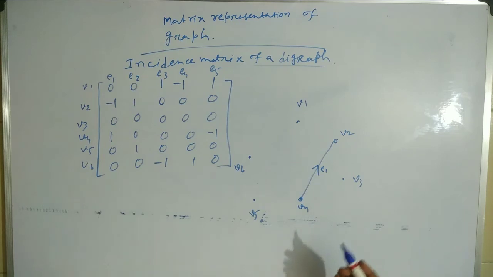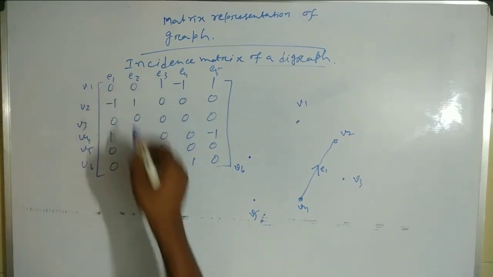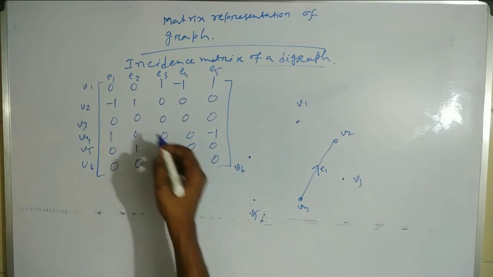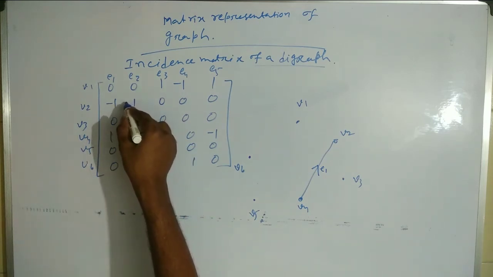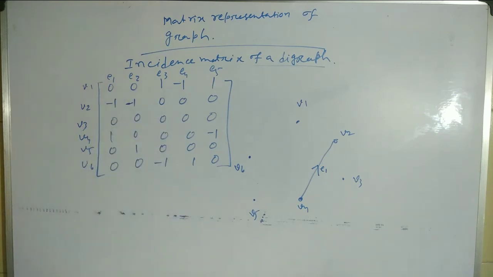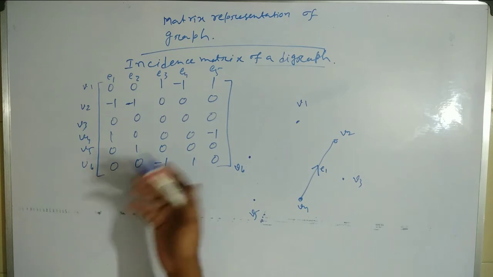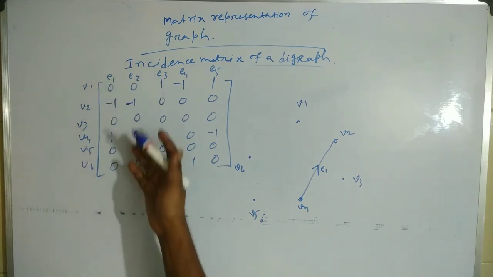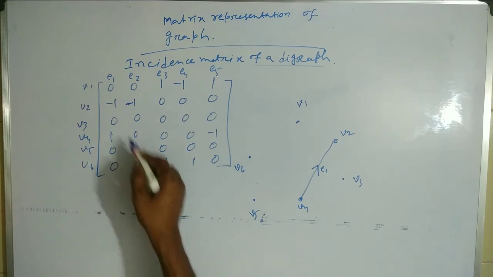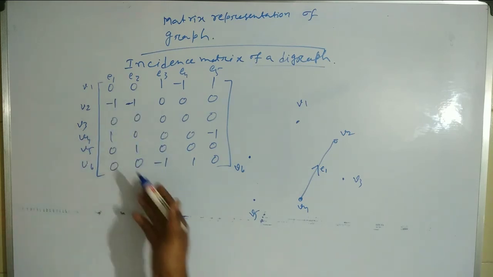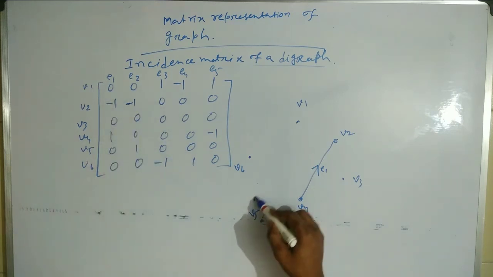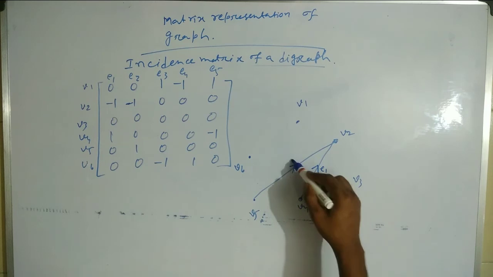Now if we draw E2, here I have made a mistake during writing the matrix. There is a minus. So E2 is going from V5 to V2, because there is +1 in V5. So from V5 to V2, and this is E2.